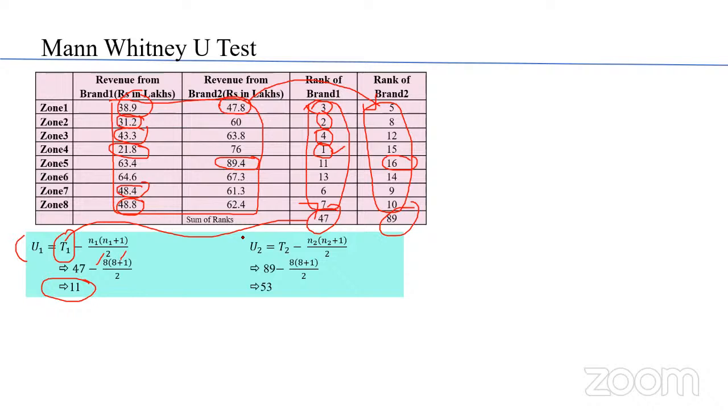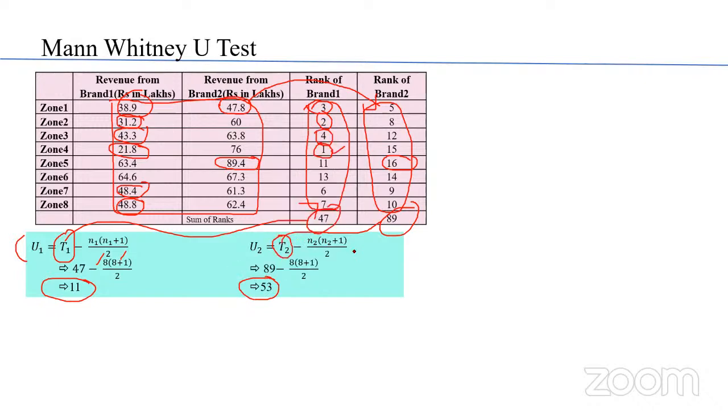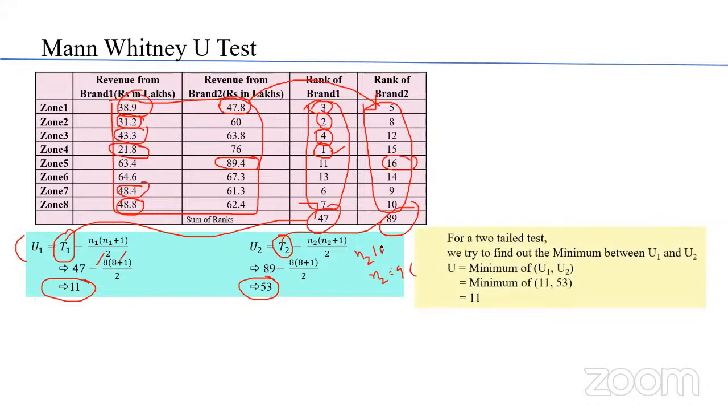Okay, coming to the calculation of U2: sum of ranks of the second sample minus N2 into N2 plus 1 divided by 2. So T2 is 89 that we have calculated, minus 8 into 8 plus 1 divided by 2, so that is 53. So we have calculated U1 and U2. Suppose if N2 value is 10 or 9, you'll be using 10 into 10 plus 1 divided by 2, or 9 into 9 plus 1 divided by 2, like that. Now we have to find the minimum value between these two.